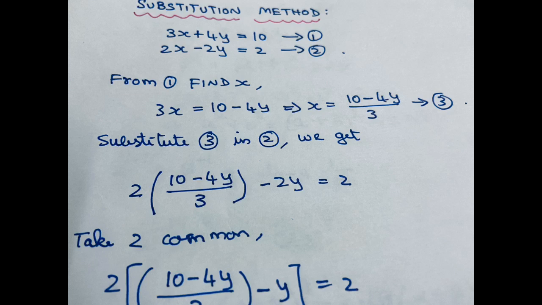I am going to consider a pair of linear equations, that is 3x plus 4y is equal to 10 and 2x minus 2y is equal to 2. From equation 1, I am going to find the value of x in terms of y and substitute that in equation number 2 so that I can find the value of y. Since I am substituting, it is said to be a substitution method.